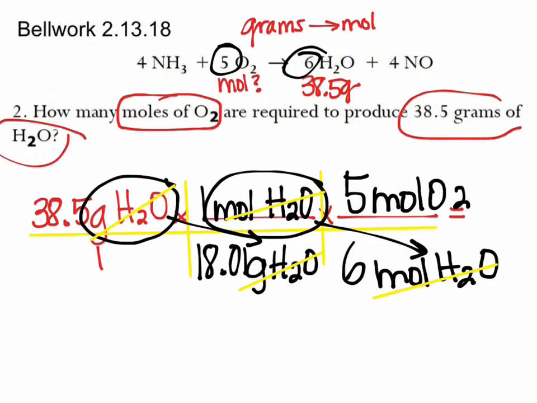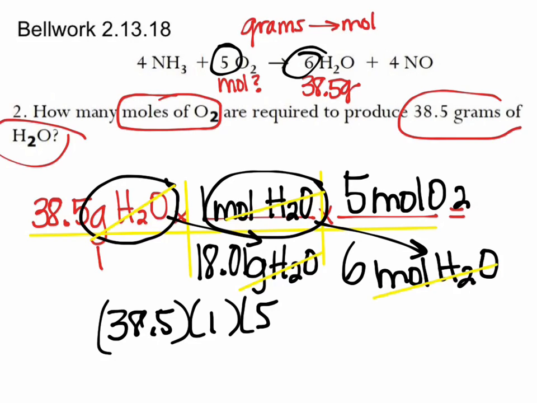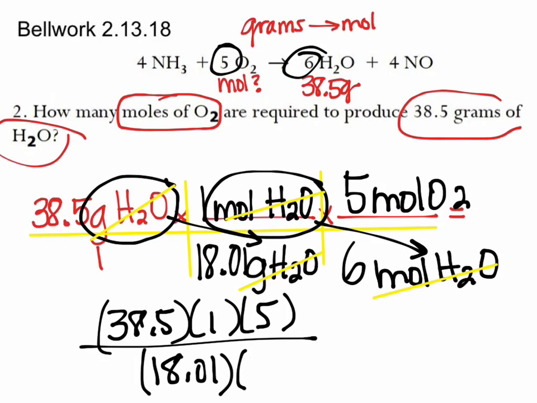So now when we put it in the calculator, it's 38.5 times 1 times 5 divided by 18.01 times 6. Five moles of oxygen. No, I just want the coefficients. The coefficients is all I care about for mole ratio.